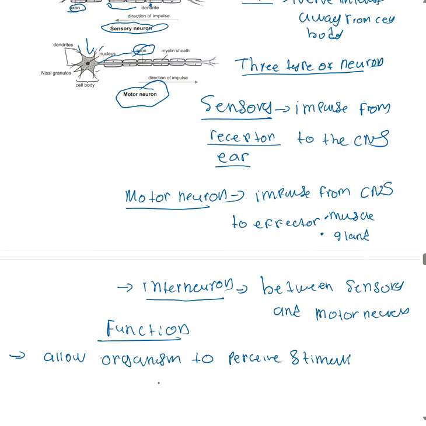If there is the sound of a lion, the sensory neurons send information to the brain, and the brain will send information to the motor neurons, and the motor neurons will move information to the effector, so that you respond: you run, with the muscles. The muscles say run because you perceived the stimulus, which is the sound of the lion. So the function is to allow the organism to perceive stimuli and also respond to the stimuli.